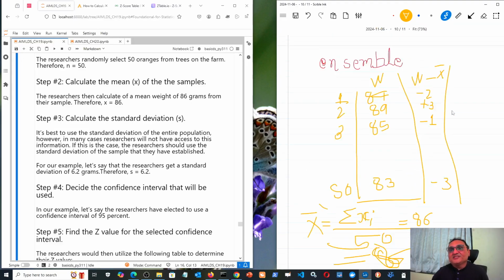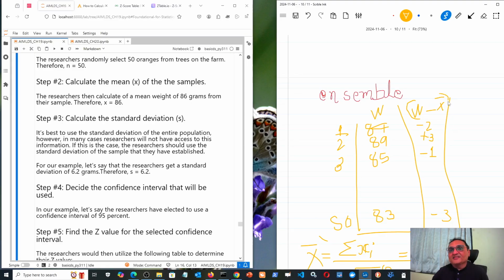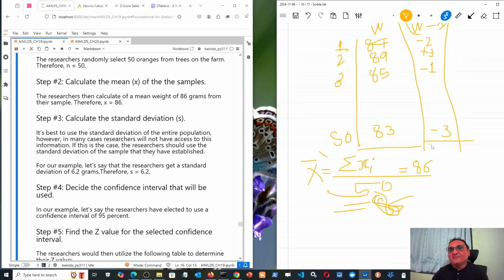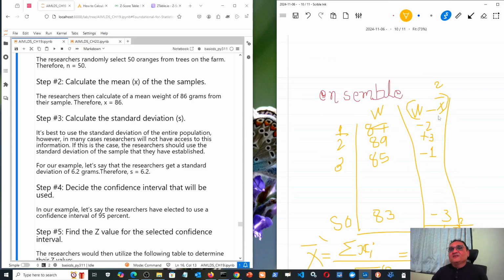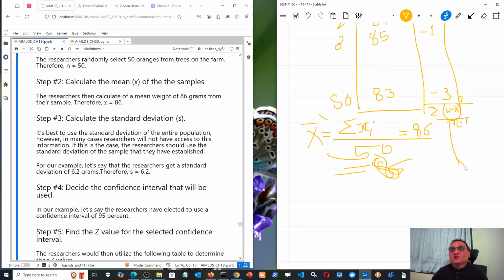But these are some positive, some negative, so we do one thing. This is like xi minus x bar, right? So we do the square of it, and then we do sigma xi minus x bar whole square, or here sigma w minus x bar whole square. So the weight of each minus x bar whole square, divided by n, or n minus 1 for a sample, gives me the variance, or sigma square.